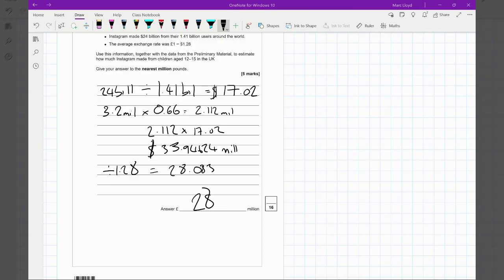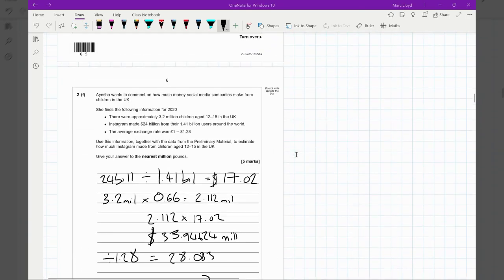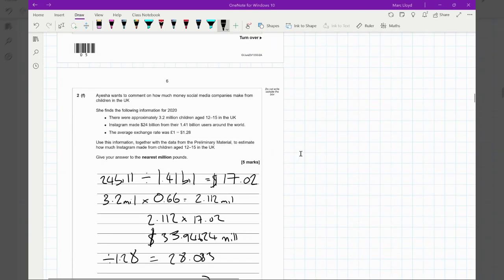Quick check on the mark scheme. Happy with that. 28 is the answer. Okay, that is question 2 done. It's a long video. It's a long part. Good luck for your exams, and I'll see you at question 3 on all of the various other papers. Bye-bye.